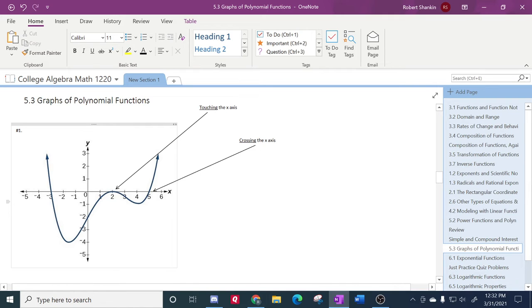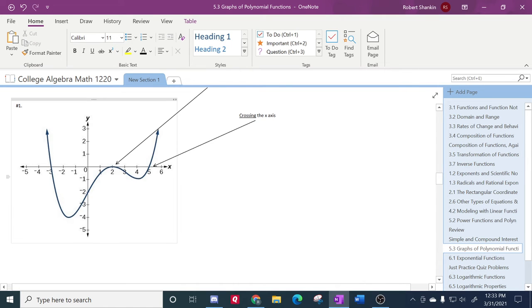But look at this one. To the left of 2 on the x-axis, you're below the x-axis. And to the right of 2, you're also below the x-axis. So you just came up and nicked the x-axis and then went back down. That's called touching. While when it's passing from below to above or vice versa, it's called crossing the x-axis.